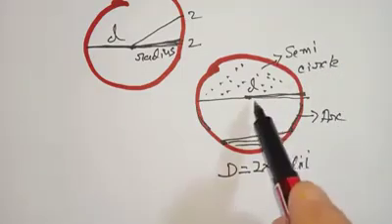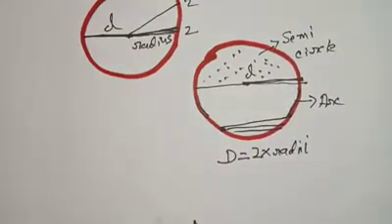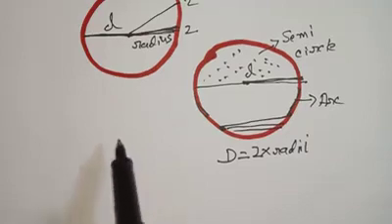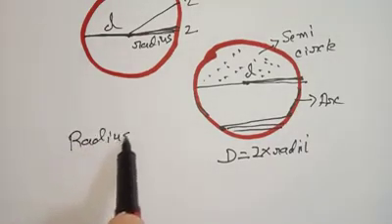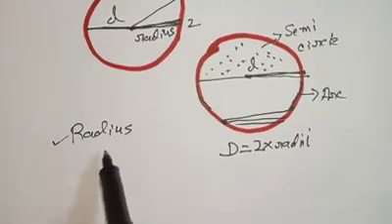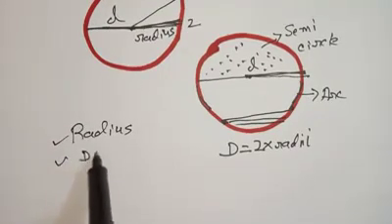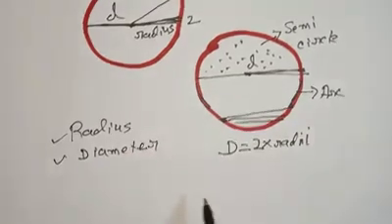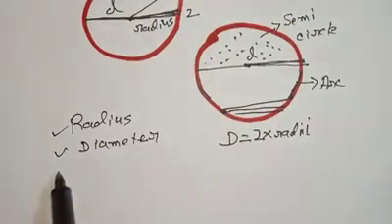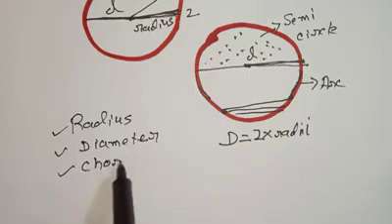This is the semicircle. So what are the things that we have learned? Let us give a basic overview. So we know what is radius, right? We have also learned what is a diameter. So we learned what is a diameter, equal to 2 times radii. We have learned what is a chord.